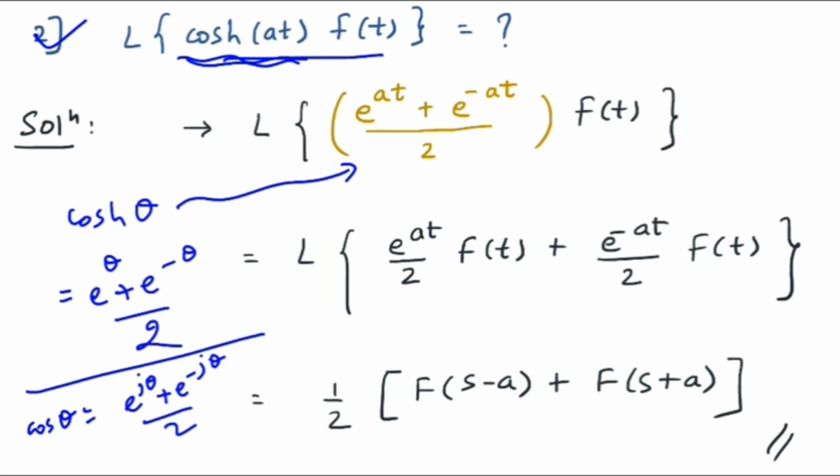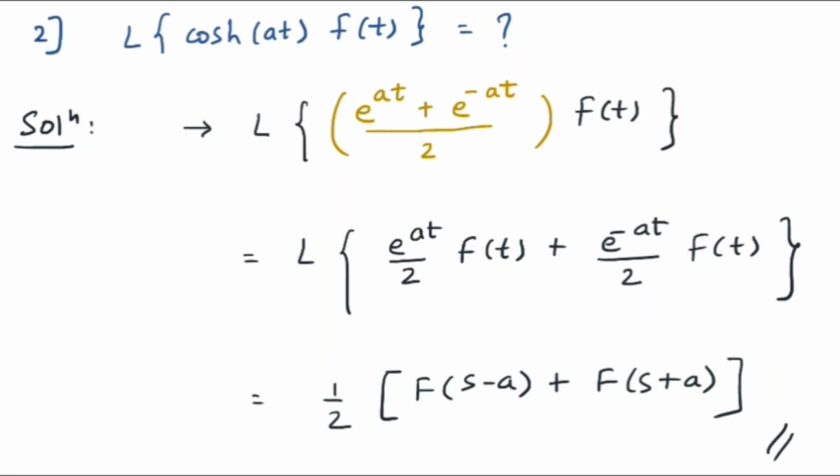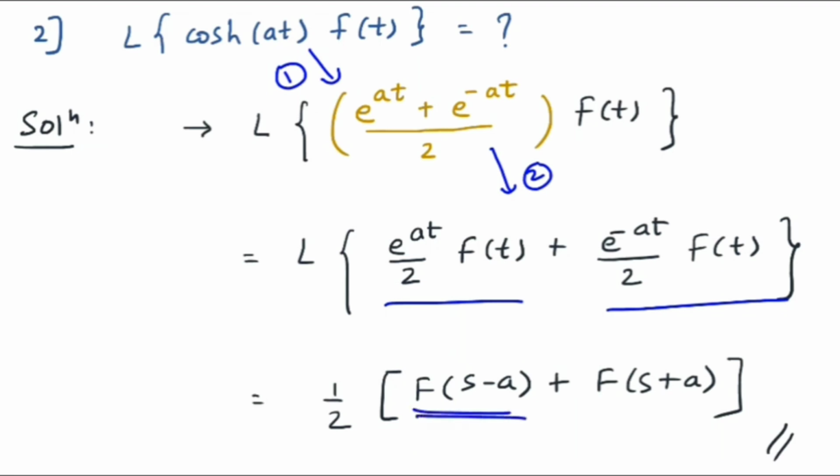Once you simplify the question, the next task is to use the property. So the first step in this question was the conversion part. The second step is the splitting of the function, right? So this is the first function, this is the second function, and whenever we have two functions in addition or subtraction format, we can split the Laplace. So Laplace of e raised to at upon 2 into f of t is what? It's simple. Using the shifting property, the answer is capital F of s minus a upon 2. This 2 is because of this constant, so 1 upon 2 is common, take it outside.